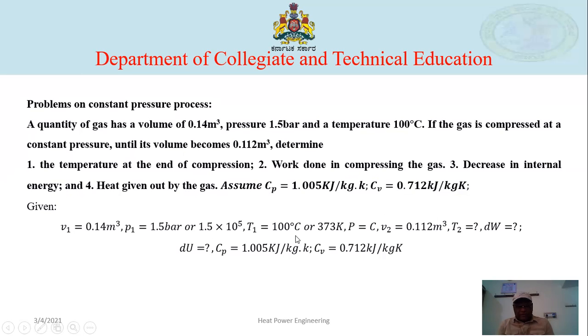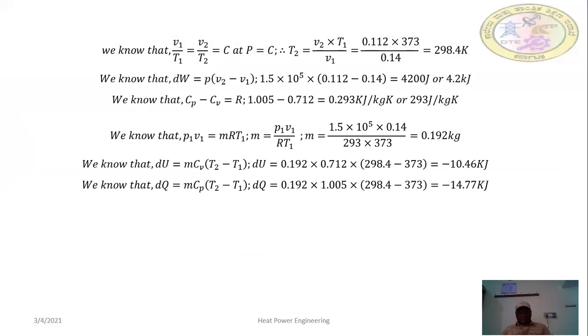That is, 273 is added to the 100. Pressure is constant, so final volume is given, and temperature has to be calculated at the final state, and what is the amount of work done, that is to be calculated, and change in internal energy. So these are the informations which are given to you to find out the required quantities.